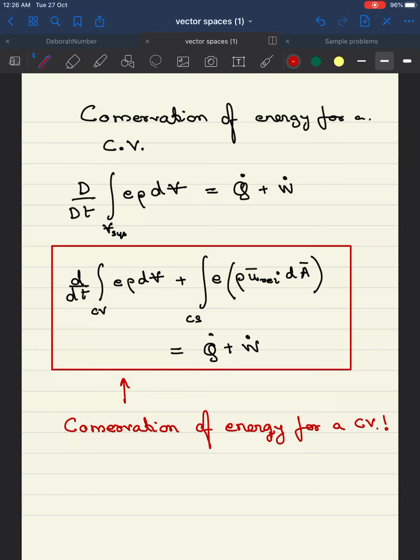Okay, and just in case you have forgotten, e, we have already written it down: u plus half V squared plus G, where G is the conservative potential function, and this quantity G is basically equal to small g times Z. Okay, good. So we have taken our first step.